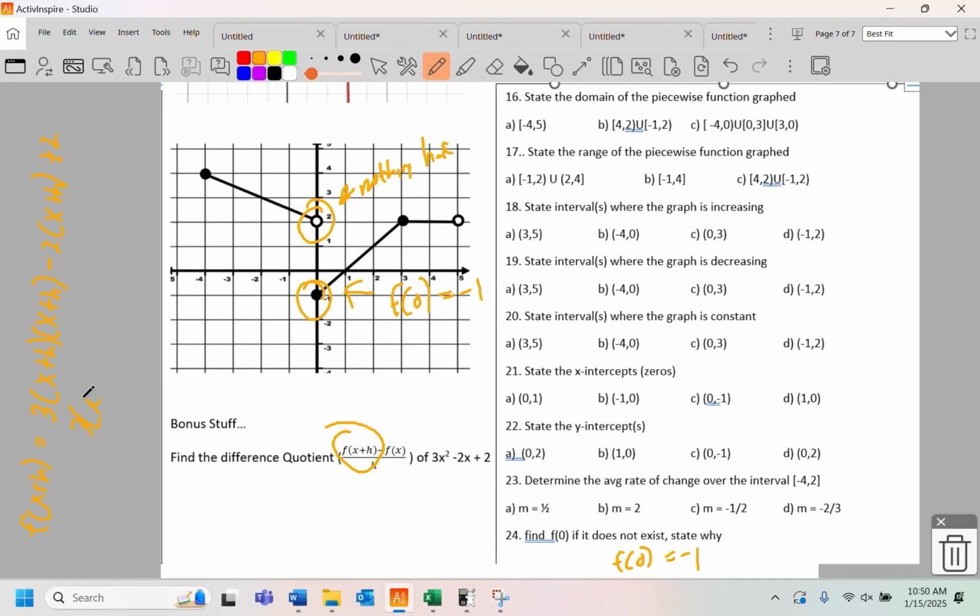This is going to give me x squared plus an xh plus another xh, so plus 2xh, and then plus h squared. Minus, use the distributive property, 2x minus 2h, and then plus 2, and then clean up, 3x squared plus 6xh plus 3h squared minus 2x minus 2h plus 2.